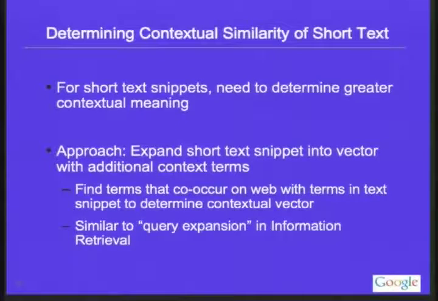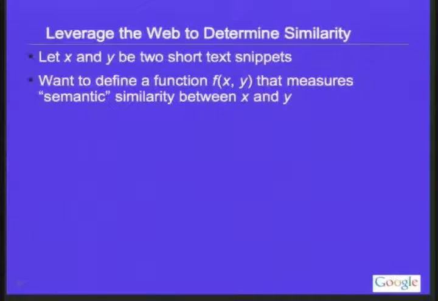We have to use a lot more contextual meaning. That's really what we need to do. So if given a short text snippet, we want to make sure that we can expand it to other related concepts as well. This is similar to how query expansion works in IR. So let's walk through a way in which we could do this.